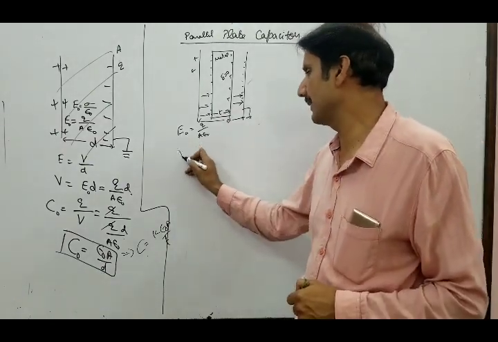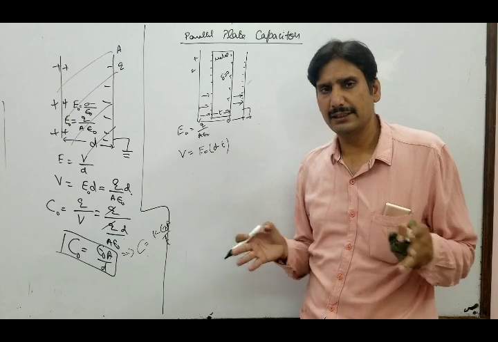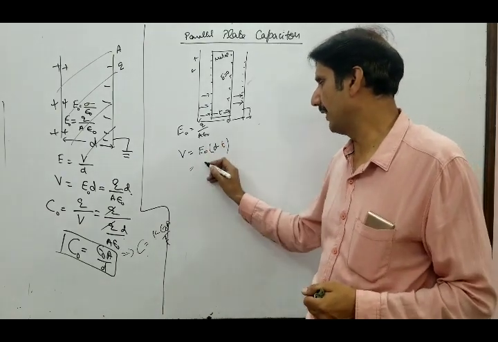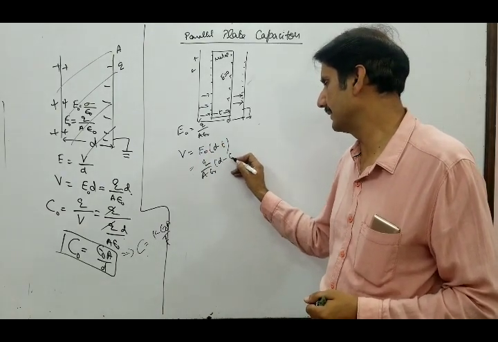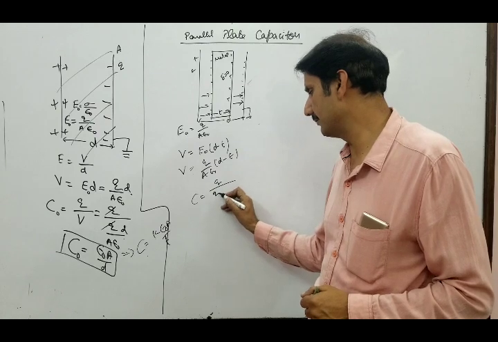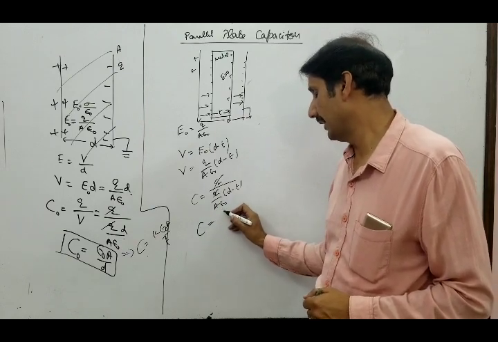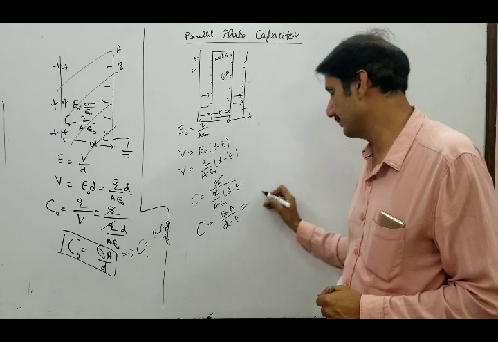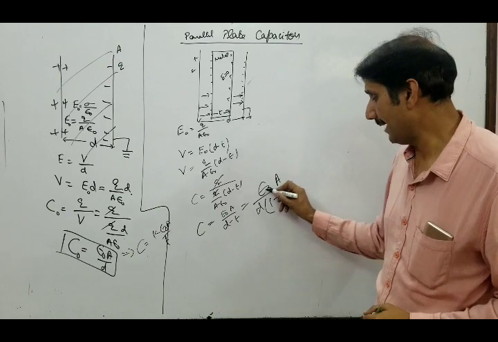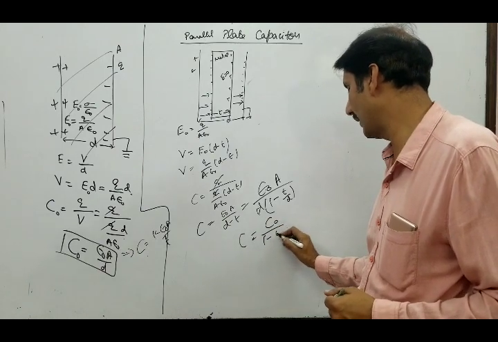So let's see, what is V? V would be E naught into D minus T, because the electric field exists only in the region, the effective distance being D minus T between positive and negative charges. Now put in the value Q by A epsilon naught into D minus T, and what do I get? The capacity is Q by V, so Q divided by Q D minus T by A epsilon naught. Q and Q get cancelled. C is equal to epsilon naught A by D minus T. You can take out the D and write it as epsilon naught A by D, which was the original capacitance of the hollow capacitor. So C is C naught divided by 1 minus T by D.